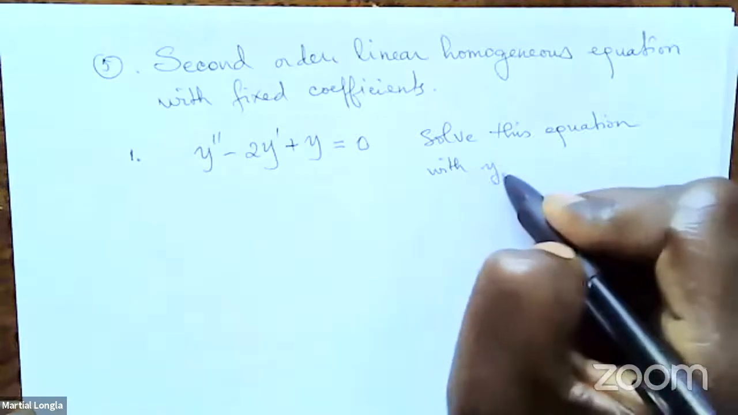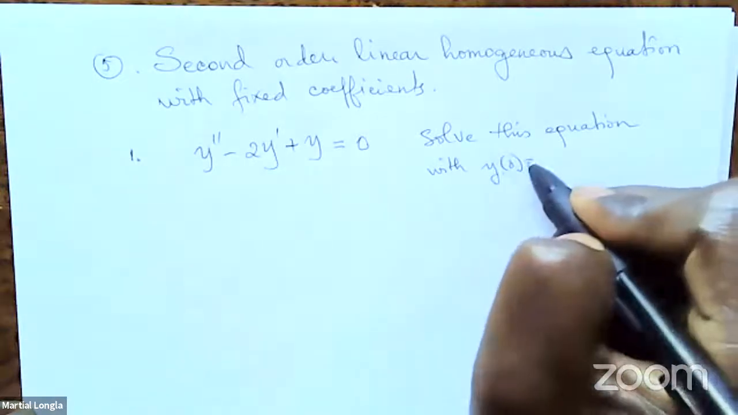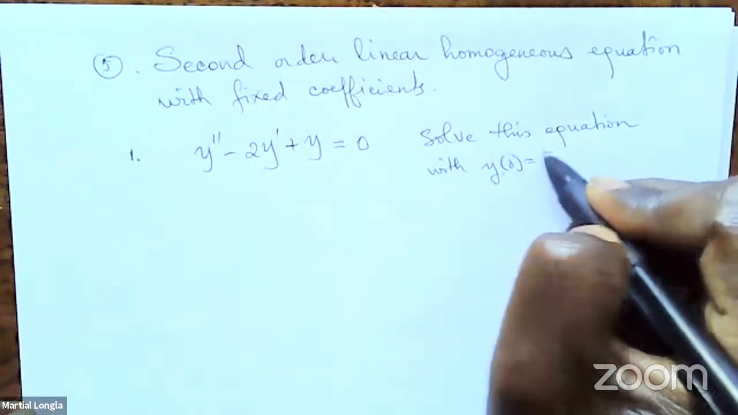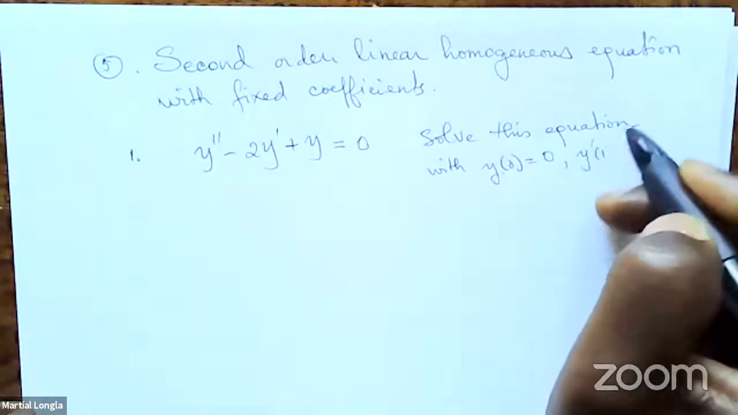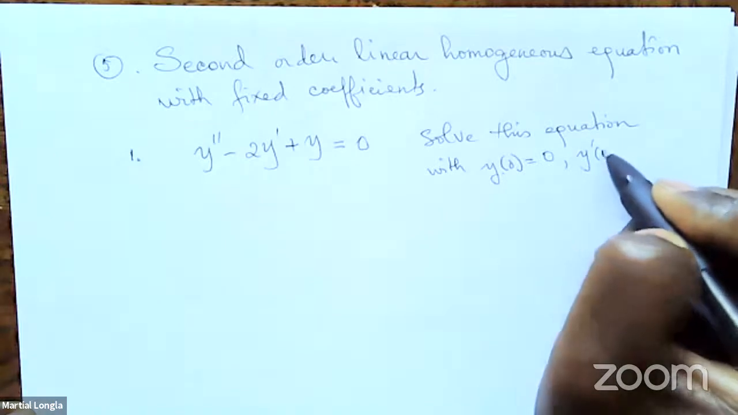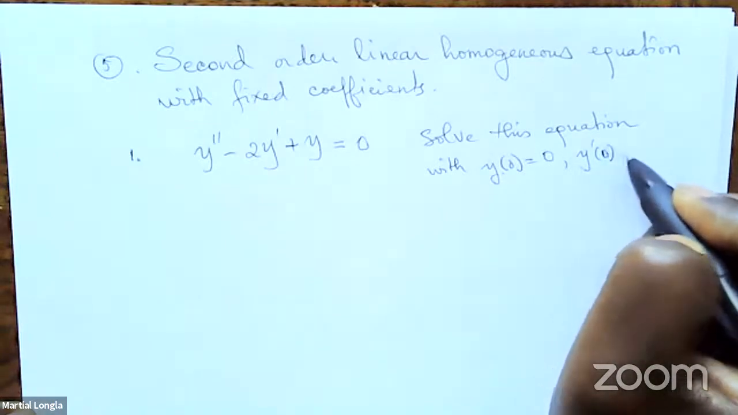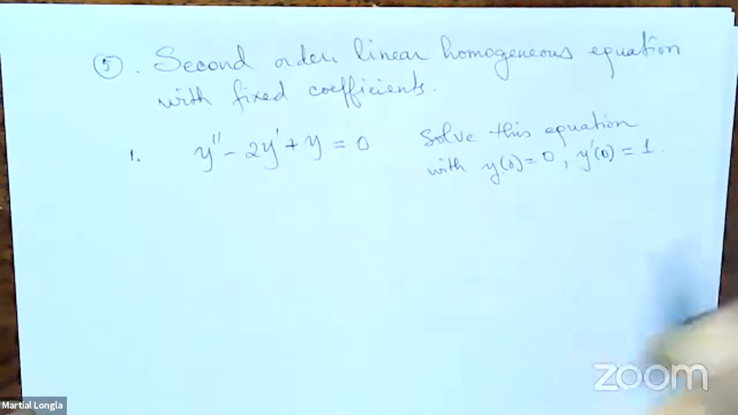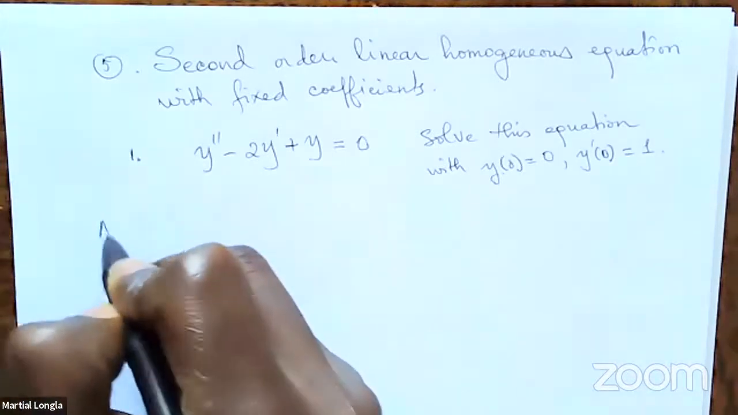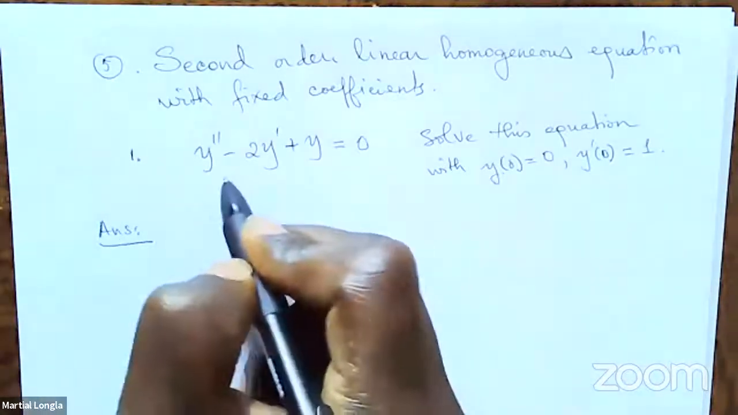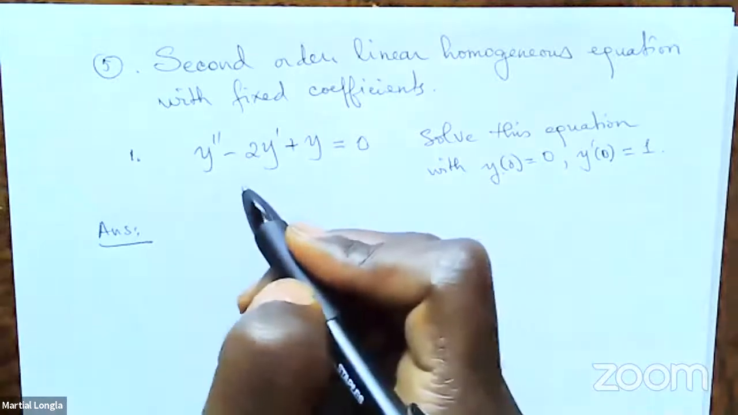Right. y of 0 equals 0. y prime of 0 equals 1. So we have a problem like that. The answer: it's a second order linear equation with fixed coefficients.